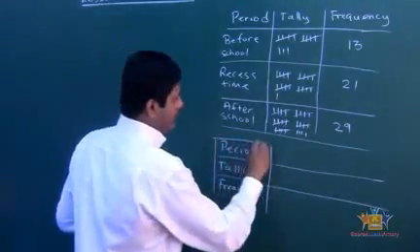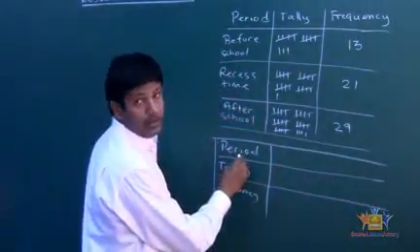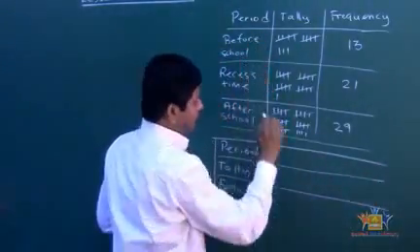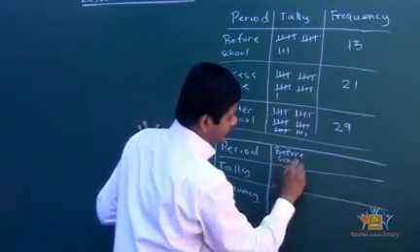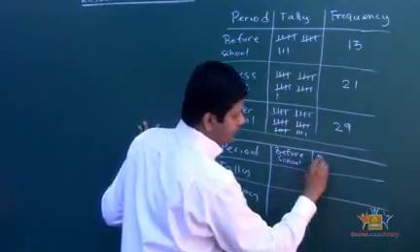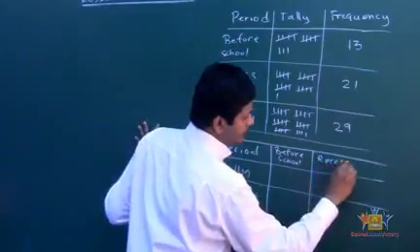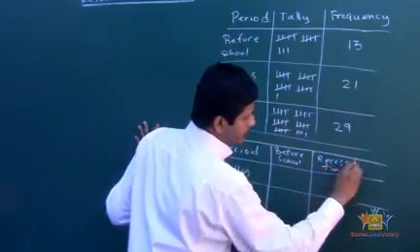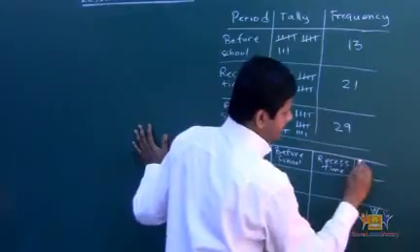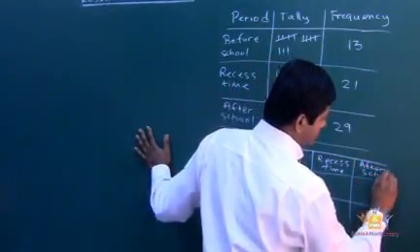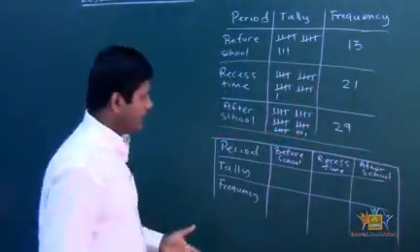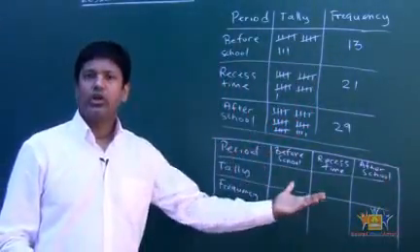Okay, so now we know what the period is. Our first part will be the before school, so you put down before school right here. And then recess time. And then after school. See that? So that's in the form of rows, okay?